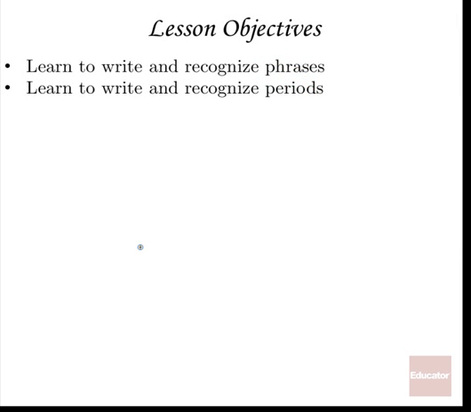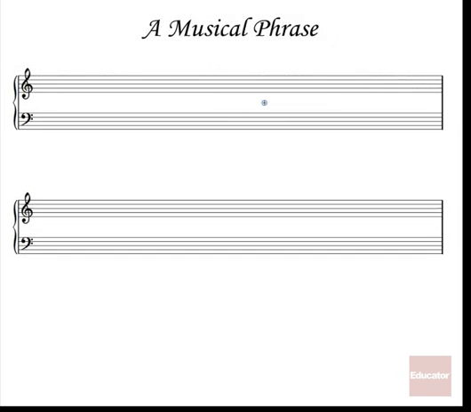So the objectives for this lesson are, we're going to first learn to write and recognize a musical phrase, and then we're going to look at how we can put phrases together to form periods. So let's look at a phrase first. We can think about a phrase similarly to what we've been doing in our four-part harmony lessons. We can think about a phrase as a musical idea that then ends in a cadence.